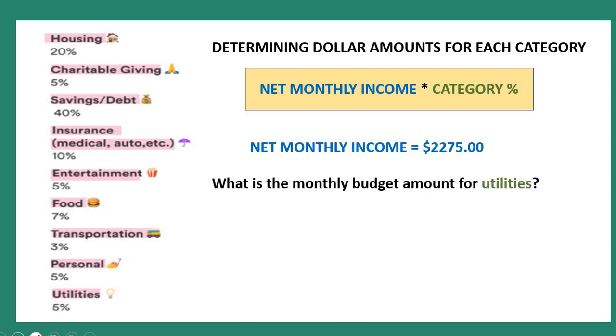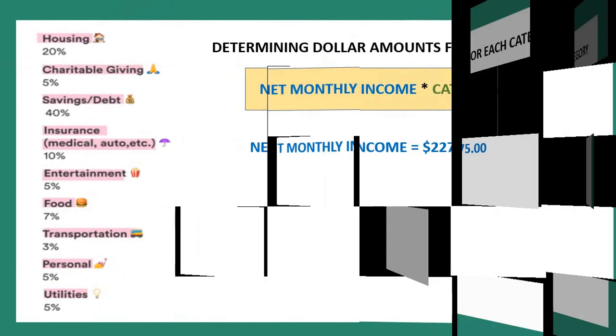Okay, same monthly income, but now we're looking at how much should we spend for utilities. Again, find utilities in the list. We're using this formula again. What will be our multiplication problem to get this answer? Awesome, 2275 times 0.05 because there's utilities, 5%. And so what do we get for our amount for utilities for the month? Awesome job, $113.75. All right, let's do one more.